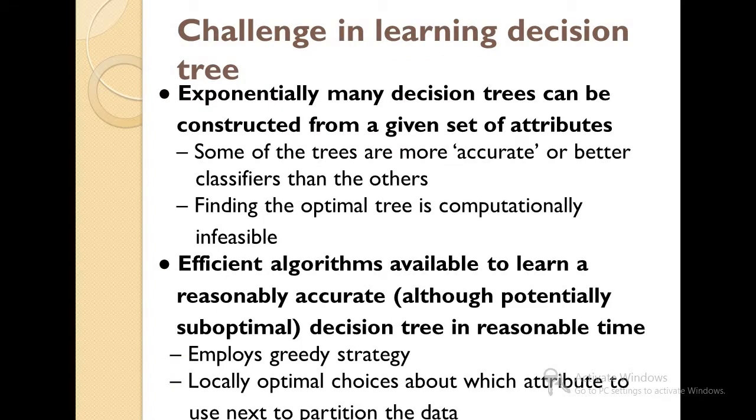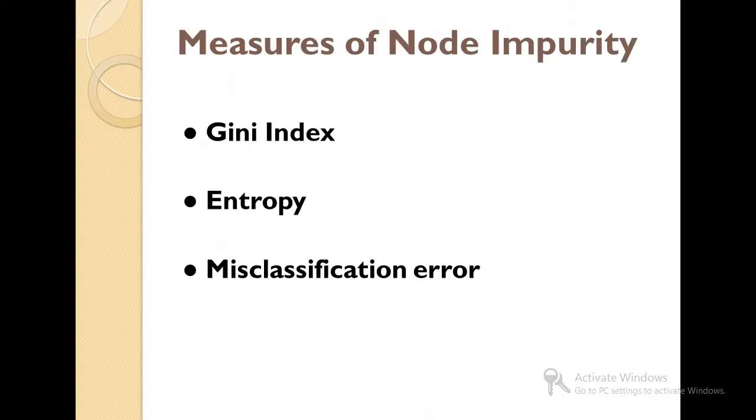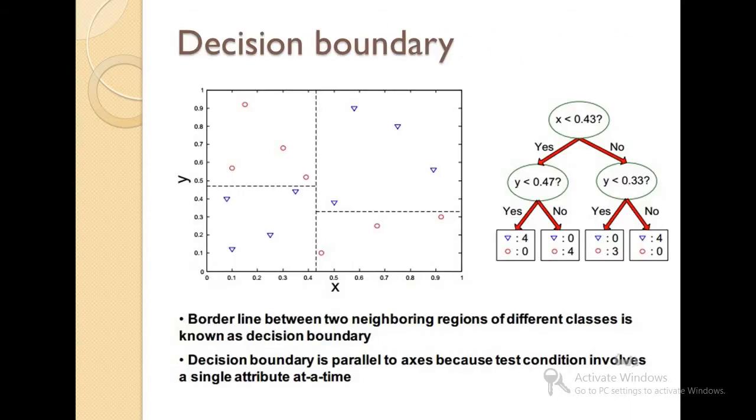Challenges in decision tree learning. Exponentially many decision trees can be constructed from a given set of attributes. Some of the trees are more accurate or better at classifying than others. Finding the optimal tree is computationally infeasible. Efficient algorithms are available to learn a reasonably accurate decision tree in a reasonable time. The strategy employed is a locally optimal choice about which attribute to use to partition the data. Node impurity is measured by using the Gini index, entropy, or misclassification error.